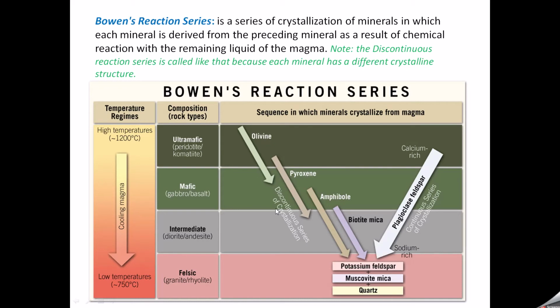So let's come here to the minerals. When the temperature cools down, the first mineral to form in the magma is olivine, and then pyroxene, and then amphibole, and then biotite.